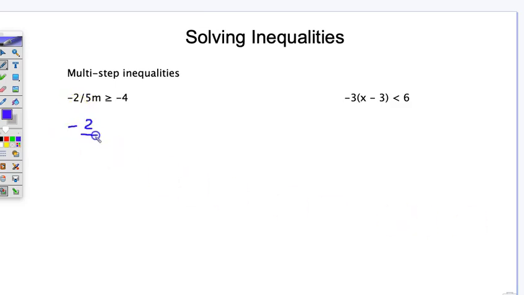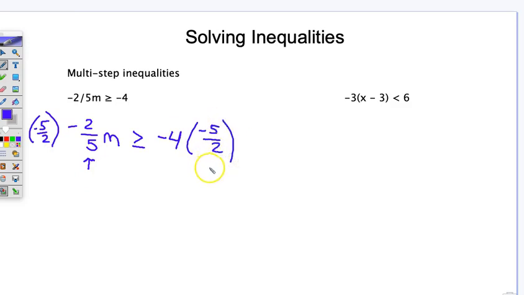This is negative 2/5 times m as in Mary is greater than or equal to negative 4. So in this one, check out our coefficient. It's actually a fraction. So if you recall, we talked about eliminating a fraction when it's the coefficient by multiplying by its reciprocal. The reciprocal of negative 2/5 is negative 5/2. So I'm going to multiply the left side by negative 5/2 and the right side. Now we are multiplying by a negative number, so we do need to reverse that inequality.